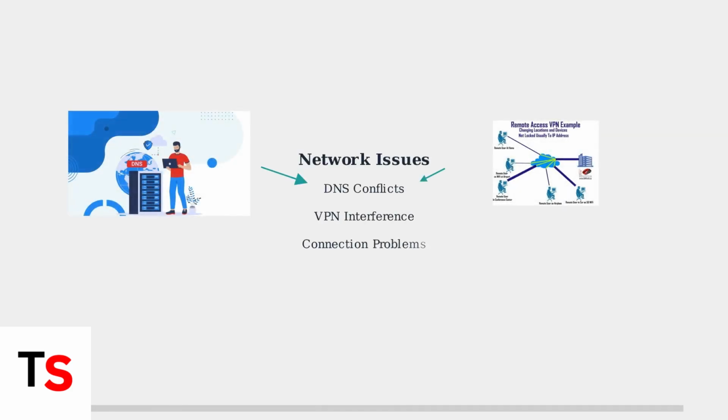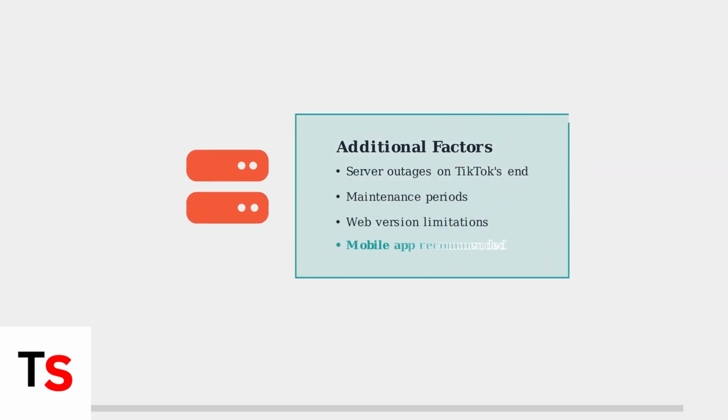Network problems can also cause the error. DNS conflicts prevent your computer from finding TikTok's servers, while VPN interference can block or redirect your connection. Sometimes the problem isn't on your end at all. TikTok's servers might be experiencing outages or maintenance, which means you'll need to wait until service is restored. Remember, even when working, the web version has limited functionality compared to the mobile app.